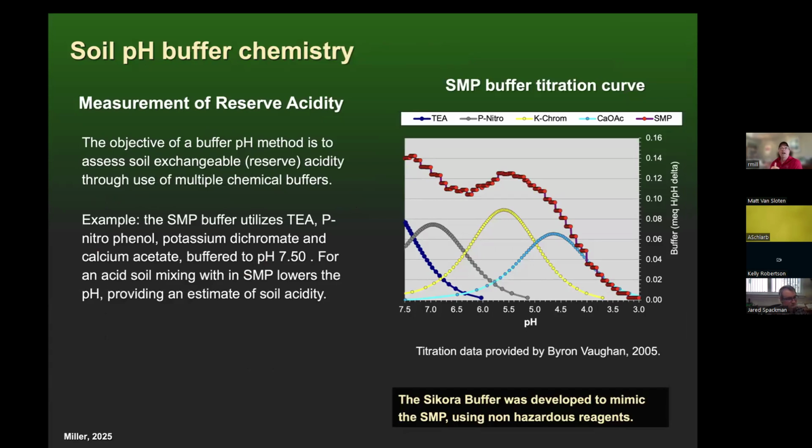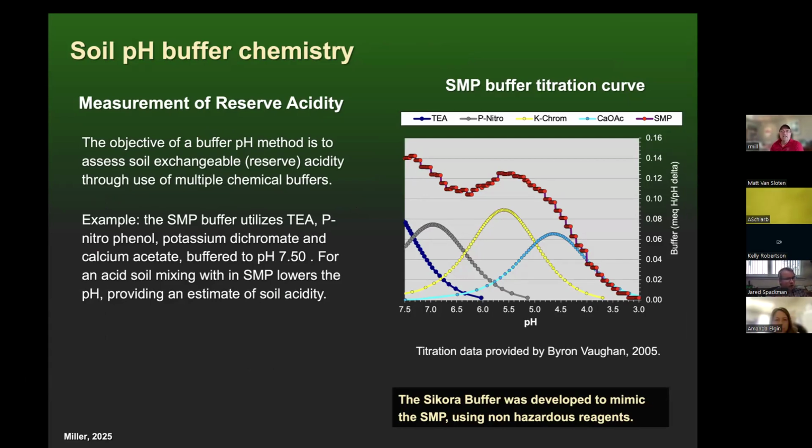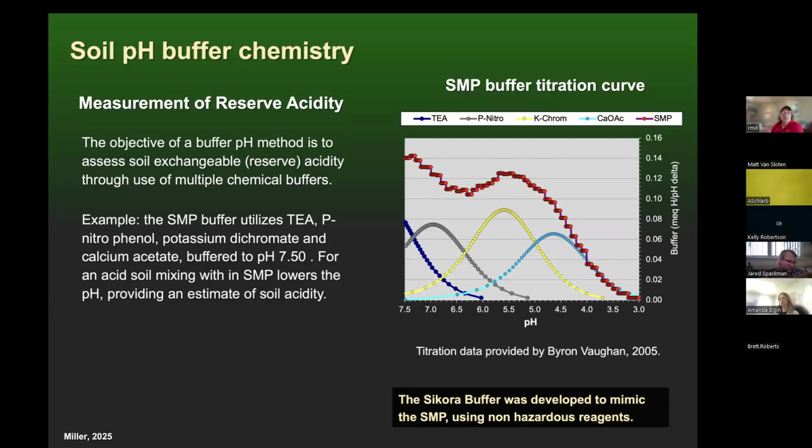Now, let's talk about the buffer chemistries and how they work. This is a titration curve here on the right. This was developed and provided to me by Byron Vaughn when he was still at, well, it was MDS Harris when he was working there. And basically you see these multiple reagents here, TEA, p-nitrophenol, potassium chromate, calcium acetate. They form the basis of the reagents in that SMP.